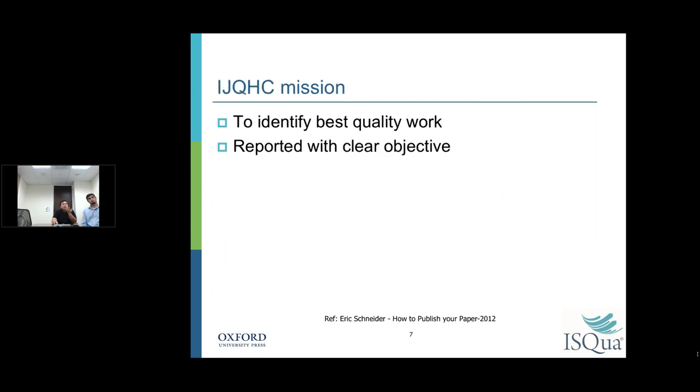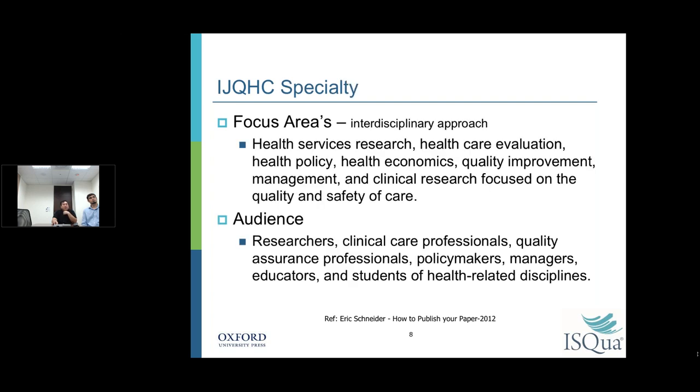So our mission, of course, is to identify the best quality work, and it's important that you report with a very clear objective. The area of the journal, as you would expect, is an interdisciplinary approach, but it focuses on health services research, healthcare evaluation, health policy, health economy, quality improvement management, and clinical research that's focused on the quality and safety of care. We also welcome systematic reviews as well as other meta-analysis papers that pertain to the area of quality and safety of healthcare.